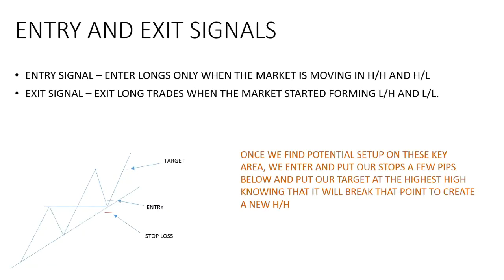Now we've got an entry signal and an exit signal, meaning that this is what allows us to enter and exit a trade. This is the example of an uptrend, and we'll look at the downtrend in the next one.